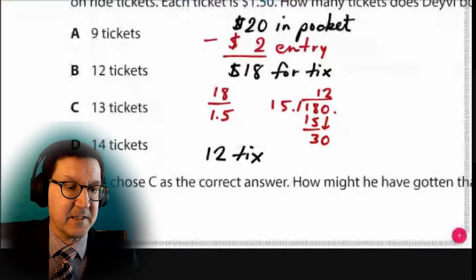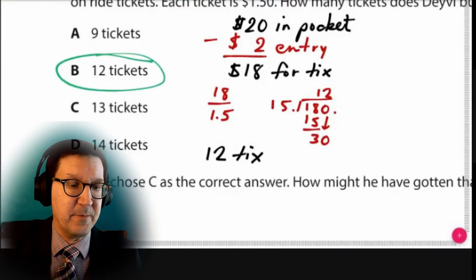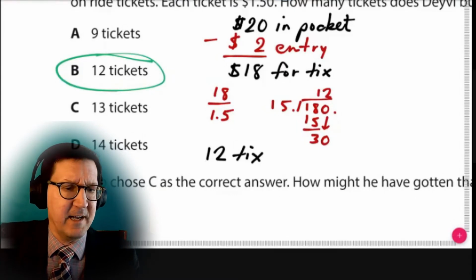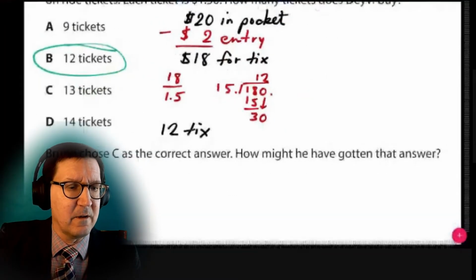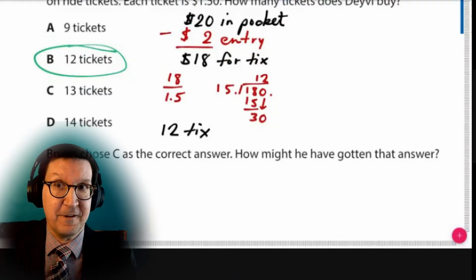And 12 tickets is answer B. So if you got answer B, good job. So if Bruno chose C as the right answer, what on earth did he do? How did he get that wrong? Well, did you figure that out?